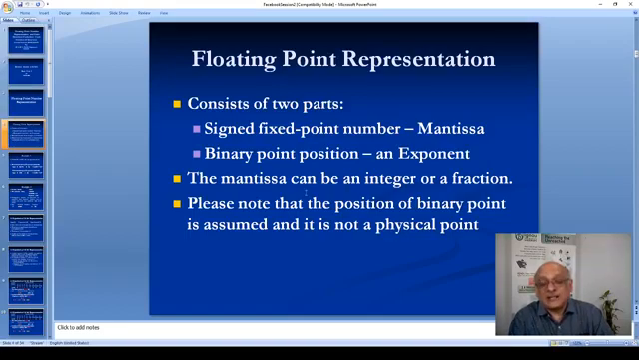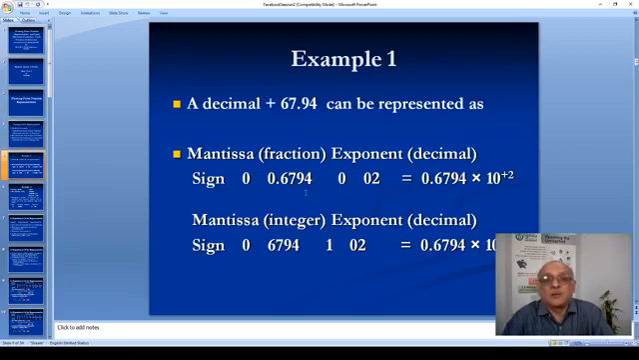What you really need to understand is that the position of the binary point is assumed, and it is not a physical point. It is just an assumed situation. Most of the time, when we are representing a floating point number, we assume the position of the binary point is before the number, and that makes it a fraction. So this is what a decimal number is.